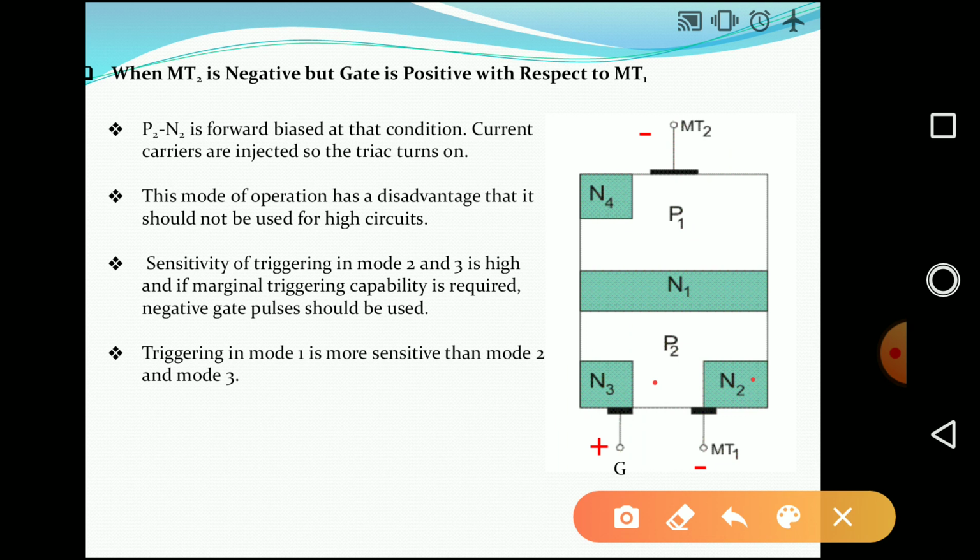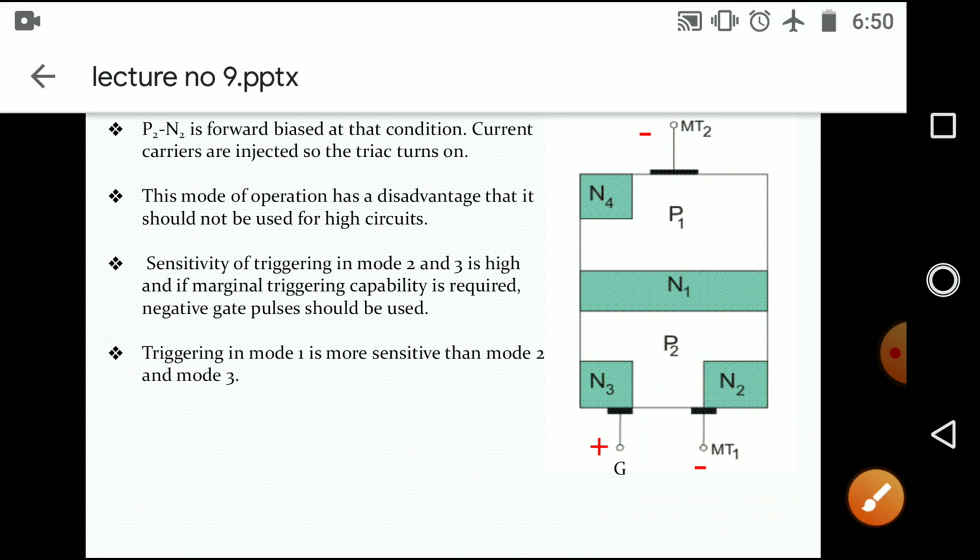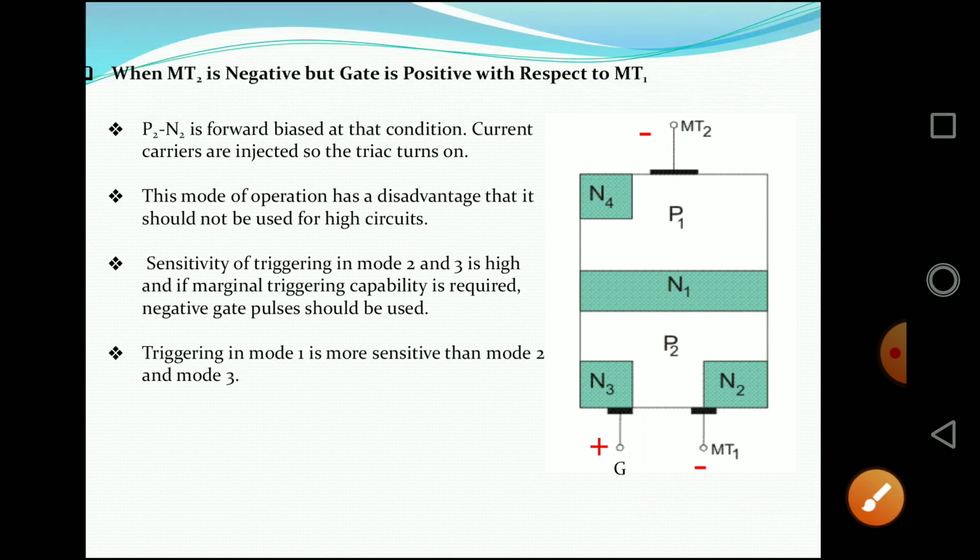So sensitivity of triggering in mode 2 and 3 is high, and if marginal triggering capability is required, then negative pulses should be used here. Next, triggering in mode 1 is more sensitive than mode 2 and mode 3. So normally the operating mode of the TRIAC is good only when it operates in the first quadrant. That is, mode 1 is a good operating region for the TRIAC.